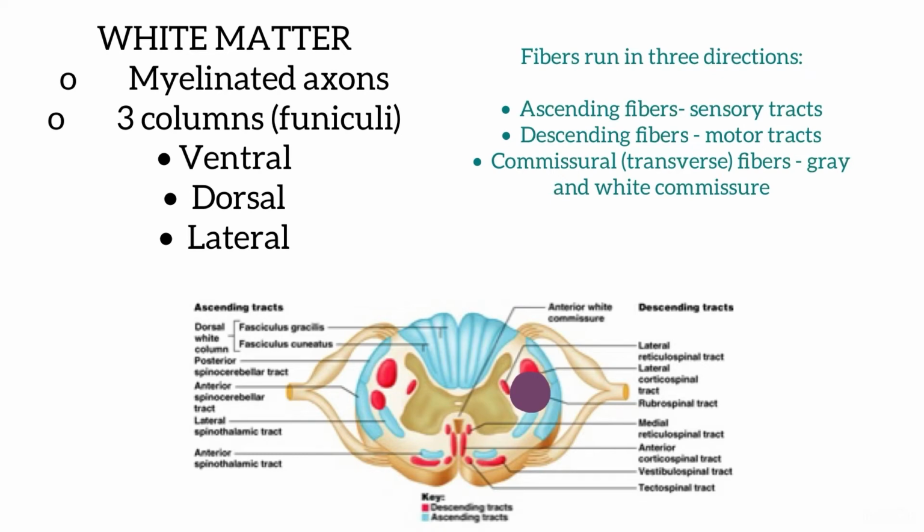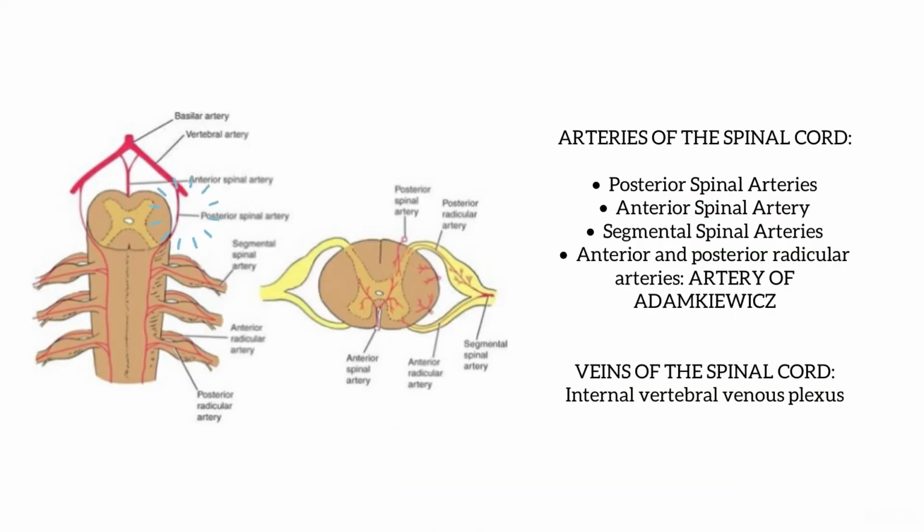So for the blood supply of the spinal cord, this comes from the circle of Willis in your brain and is continuous up until the spinal cord through your anterior and your posterior spinal arteries. So for your posterior spinal artery, it supplies the posterior 1/3 of the spinal cord, and your anterior spinal artery supplies the anterior 2/3 of the spinal cord.